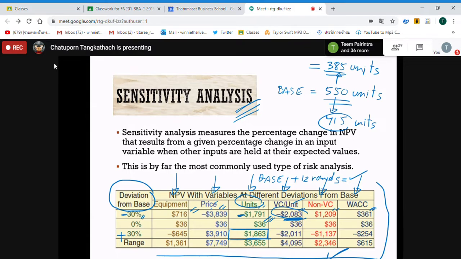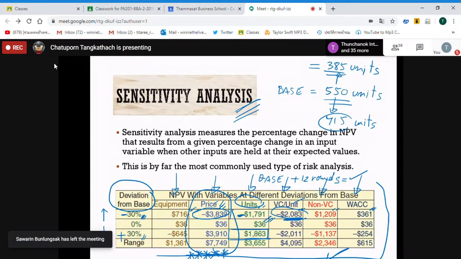Now, the answer is the price. Because you change all the variables by a certain percentage, increasing or decreasing by 30% as well, right? Okay, but the variable that changes your NPV the most will be the factor that is the most dangerous to your project, or very crucial to your project.